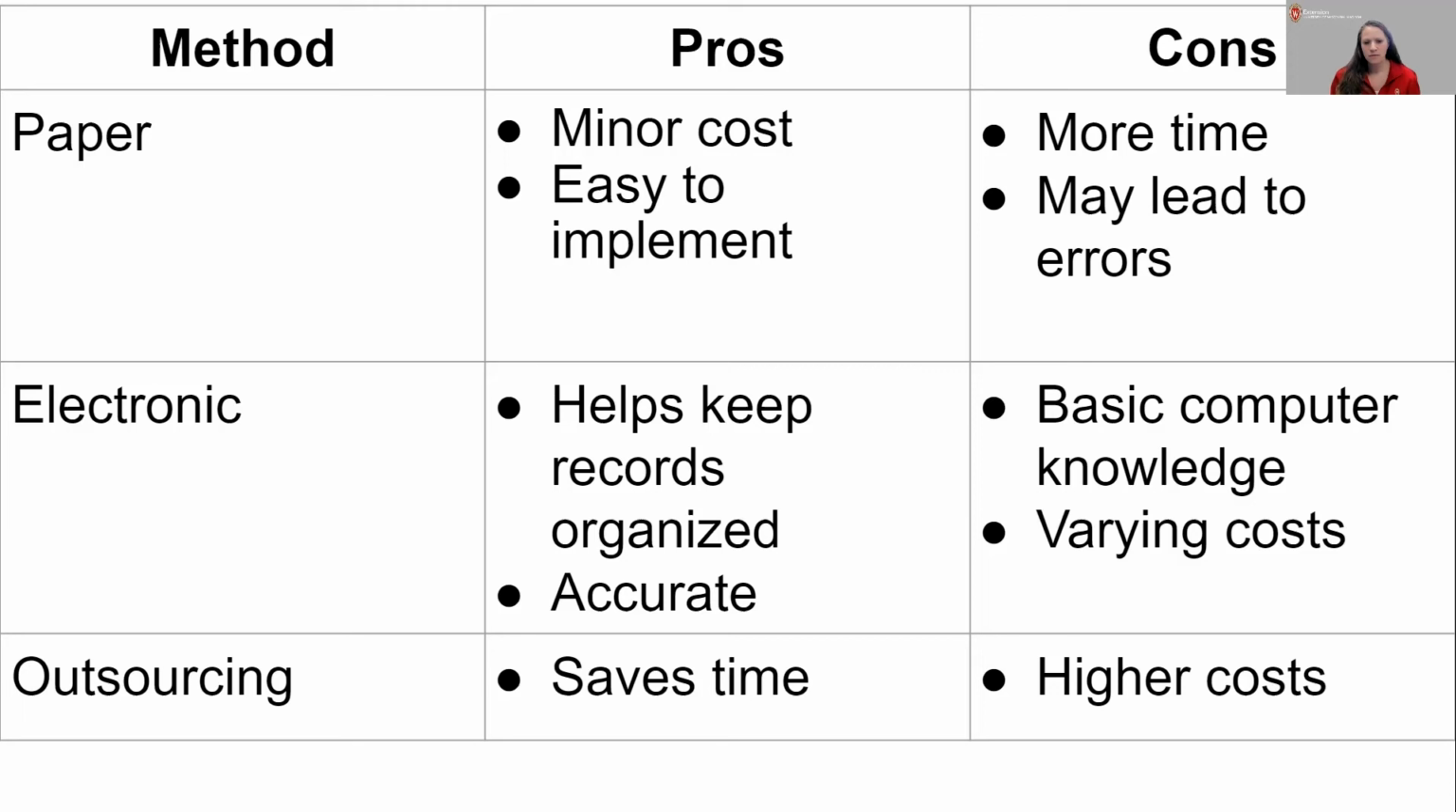Another method that you can use is outsourcing of your records. This method utilizes a professional to manage the records for your farm business, which will save you time, but will be more costly than the other 2 methods.